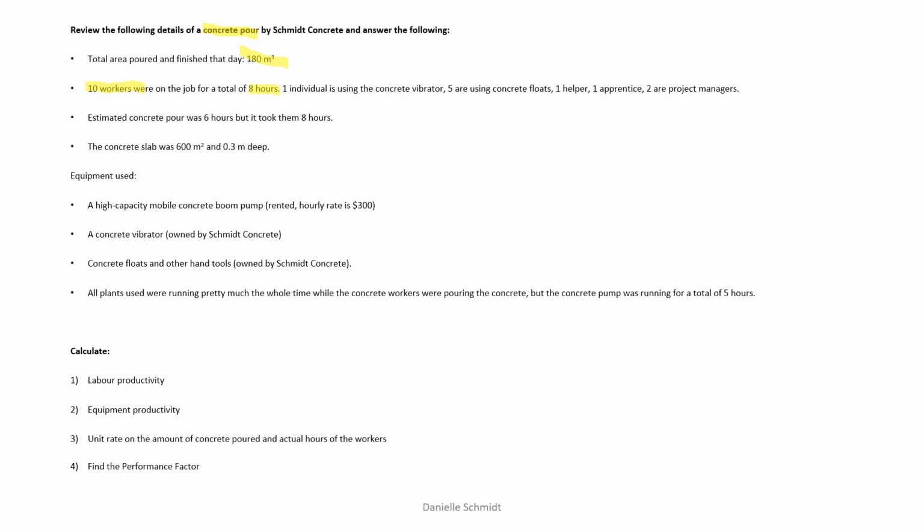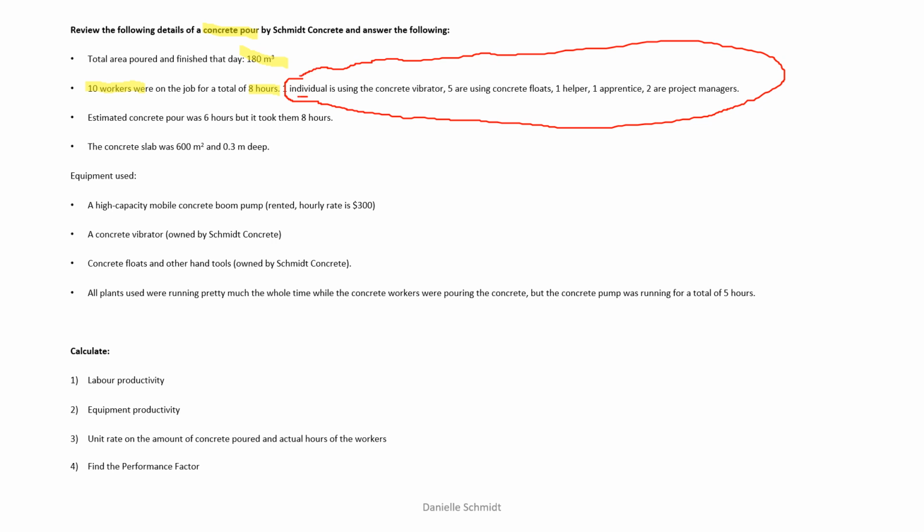Here we have some additional information that's been given to us, but we might not necessarily need that. So take that on notice, but we don't necessarily need to highlight that. The estimated concrete pour was 6 hours and it took them 8 hours. So this is quite easy because we've got the 8 and the 8. So we don't need to get confused with those hours for how long they were on the job versus how long the pour took. We have the concrete slab was 600 by 0.3.